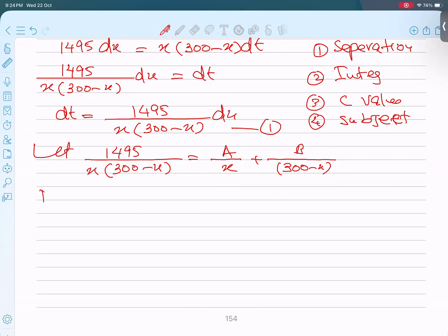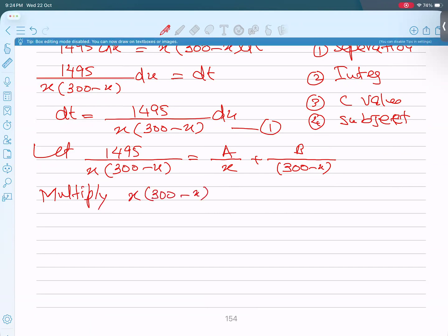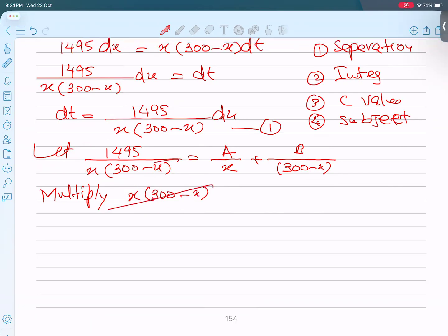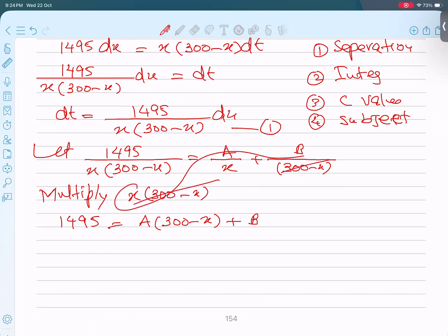Denominator multiply throughout. So multiply with the left hand side denominator, I mean to say x times (300 minus x). When I multiply with this fraction, this completely cancels out, I get 1495. And when I multiply this fraction with this, x cancels out and a times (300 minus x). And in the last part, this completely cancels out. So x, wait a minute students. Yeah, b times x: this cancels with this, x stays beside b.